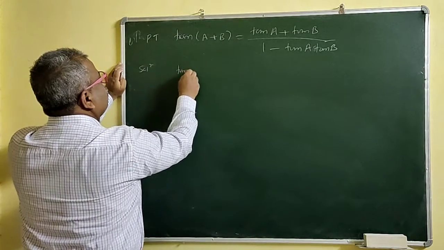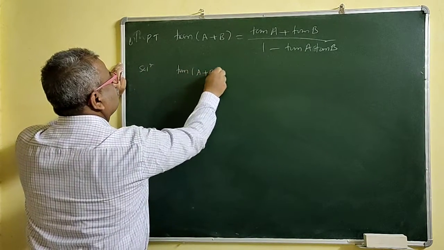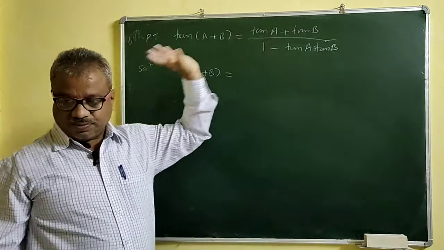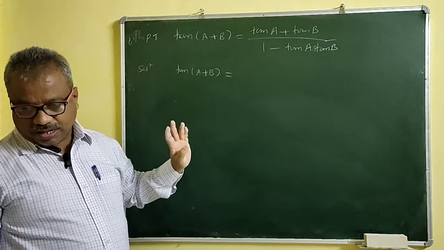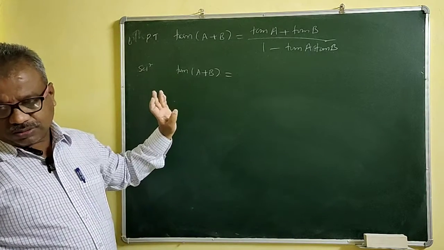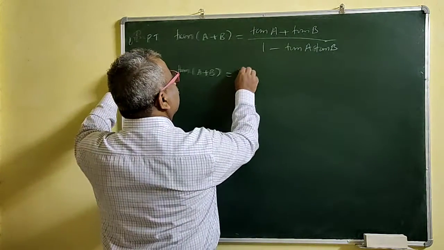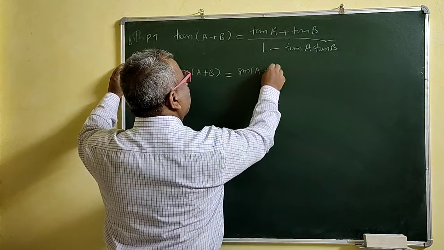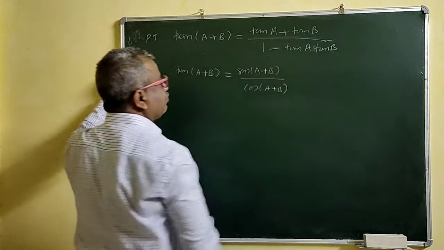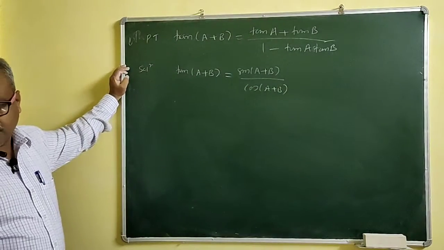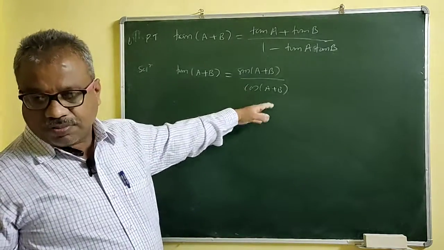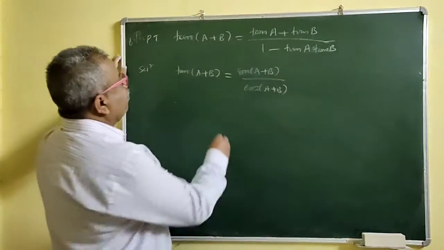Okay, so tan(A plus B). So what we have to prove? This is what we have to prove, right? So apply the basic definition of tan. Tan is nothing but sine upon cos, right? So this is sine of (A plus B) upon cos of (A plus B). Okay? And write the formula for sine(A plus B) and cos(A plus B).